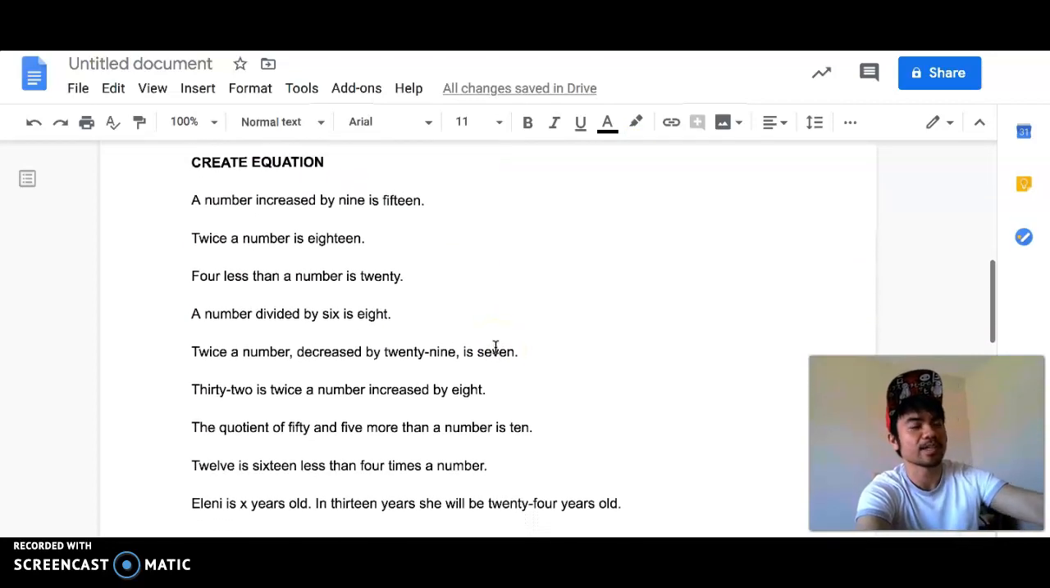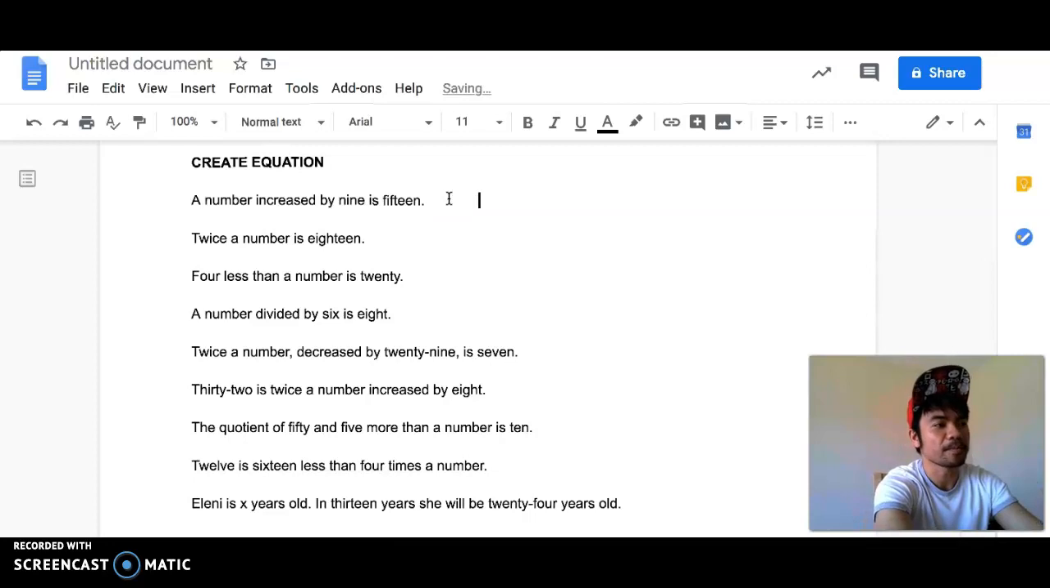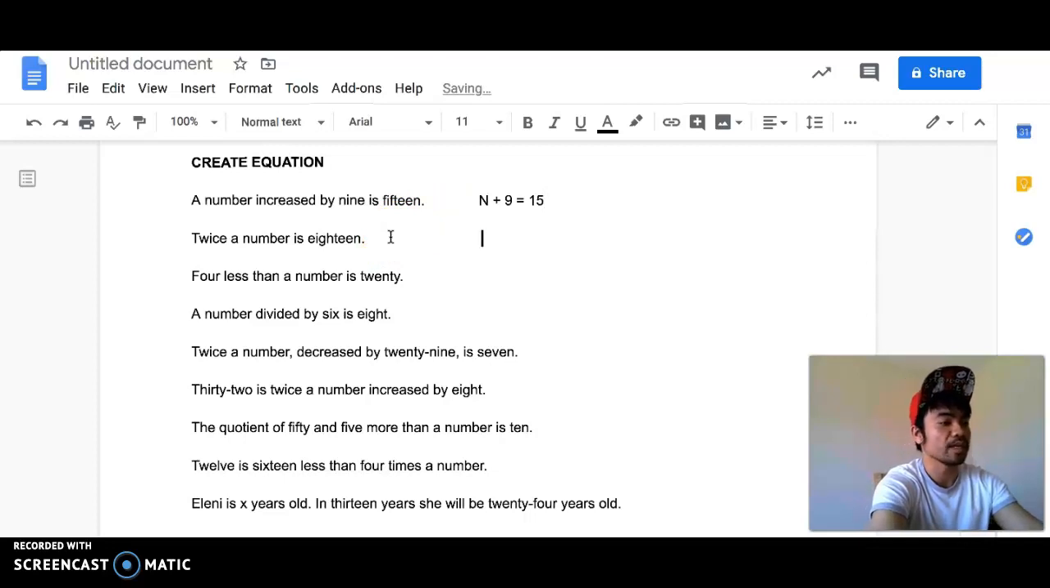Okay, so let's look at this one. A number increased by 9 is 15. So a number increased by 9 equals 15. Isn't that easy? Pretty easy, isn't it? Twice a number is 18. Okay, so twice a number equals 18. Remember, is means equal.